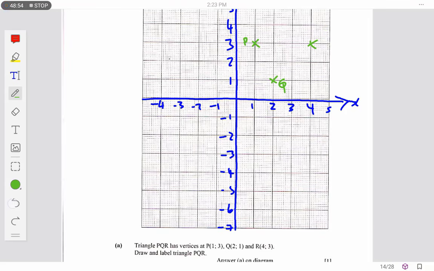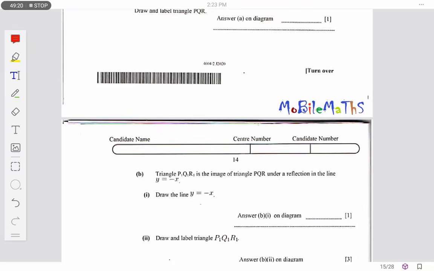Let me properly draw this one. Point here, that's our R, not Q, R there. Then we join these together. So this is our triangle, guys. This is our triangle there. We have labeled it PQR. Now let's go to the next question.